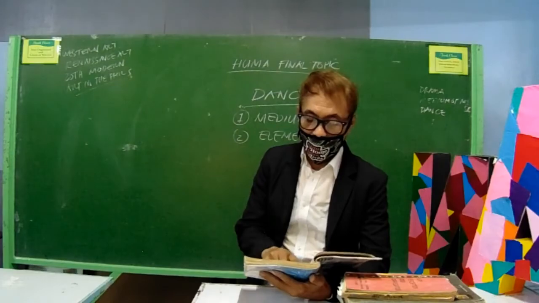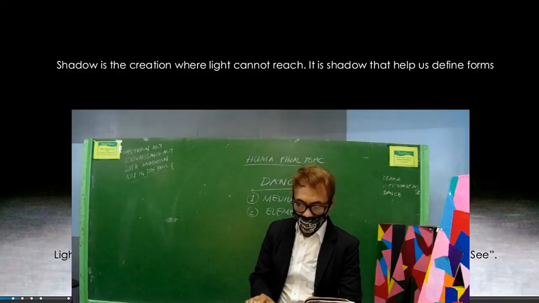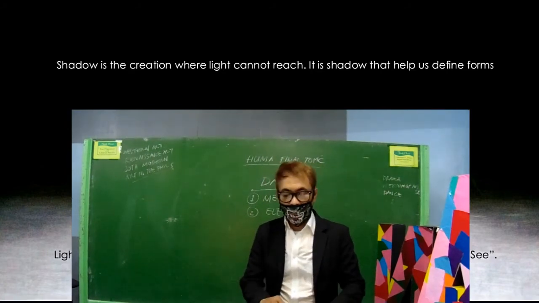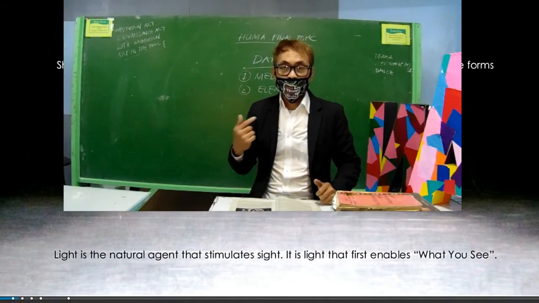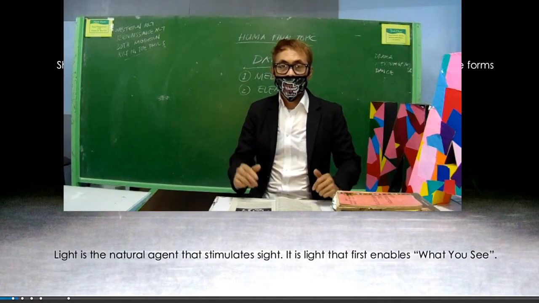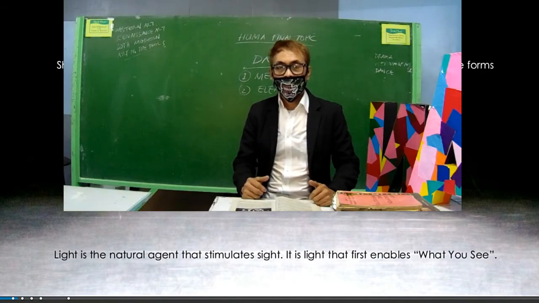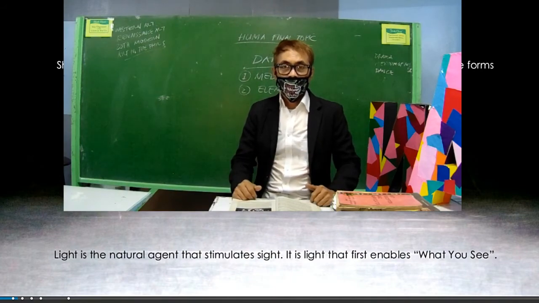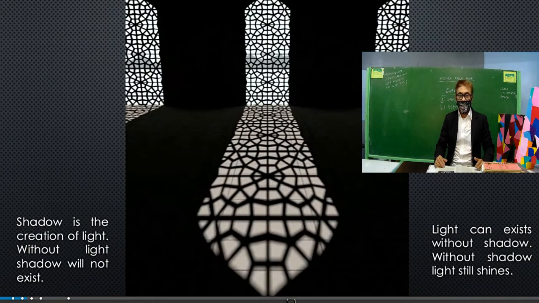What is shadow? How do you define it? Shadow is the creation where light cannot reach. It is shadow that helps us define form. Light is a natural agent that stimulates sight. It is light that first enables what you see. When an object blocks the light, it will produce shadow. And that's why shadow defines form in architecture.